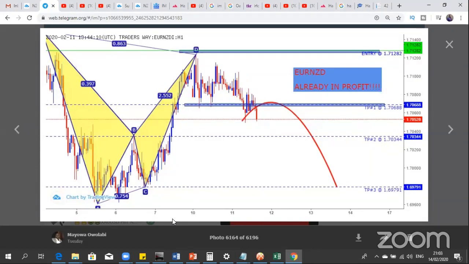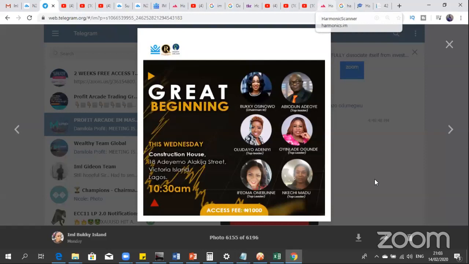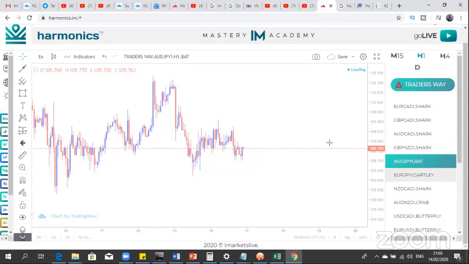So AUDNZD sell. No wonder. I'm already on this trade. Look at the trap. Everybody on the call, I'm personally on this trade. It just happened this afternoon. Harmonics called it here, sell, and gave us 86 pips.